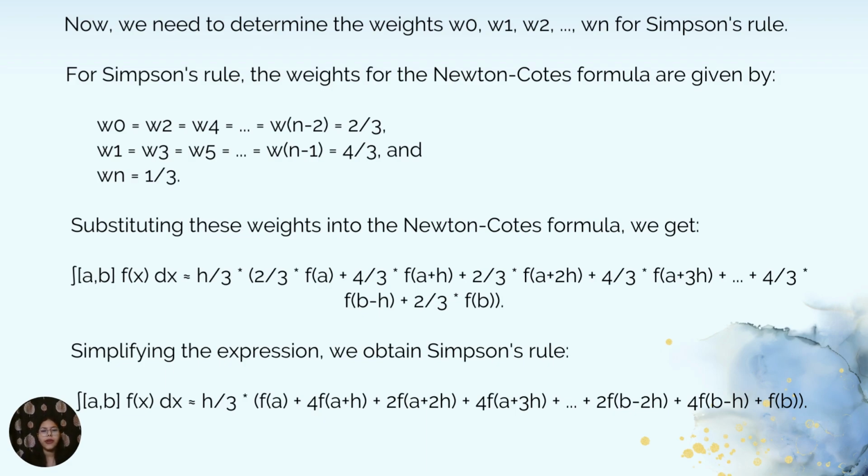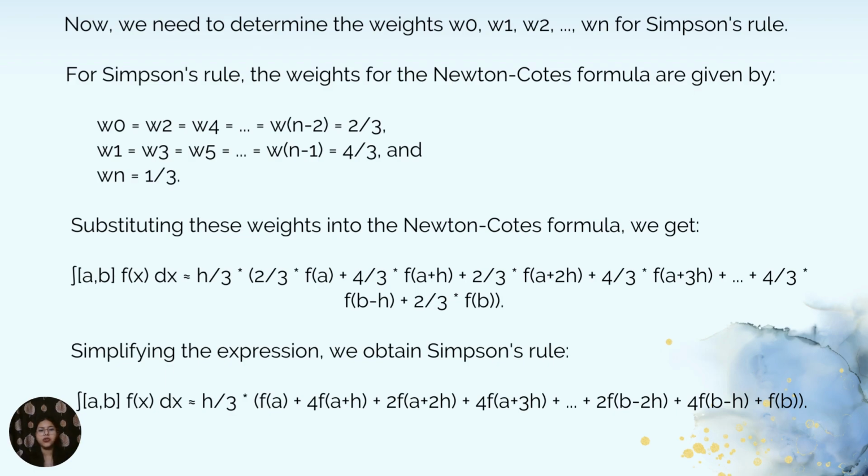For Simpson's rule, the weights of the Newton-Cotes formula are given by W0 is equal to W2, W4 and till Wn minus 2, which is 2 by 3. W1 is equal to W3 equal to W5 till Wn minus 1, which is 4 by 3, and Wn is equal to 1 by 3.